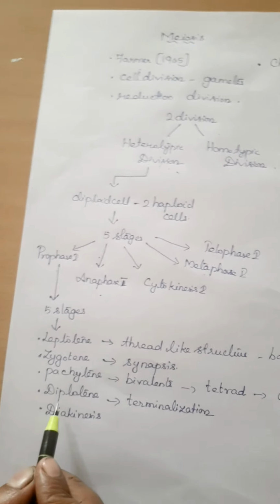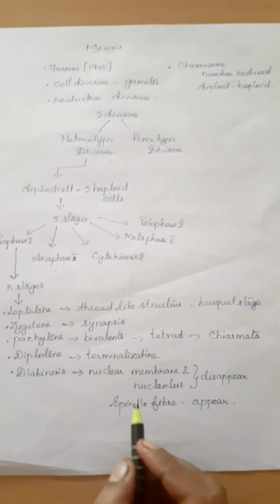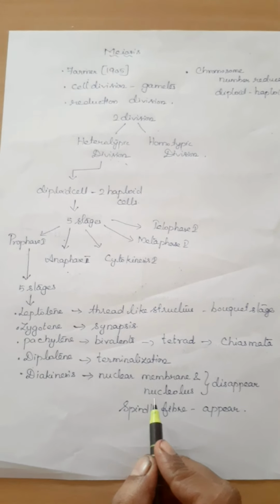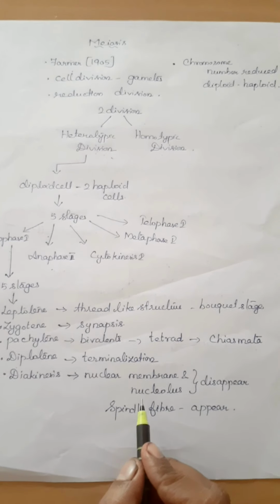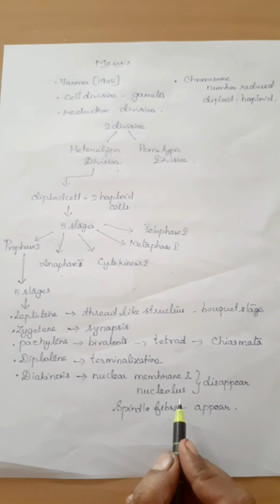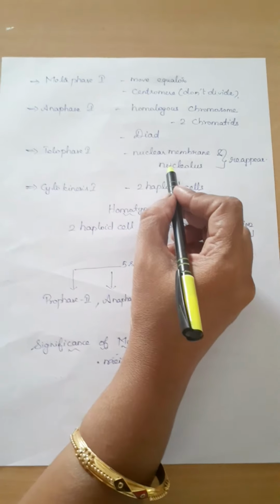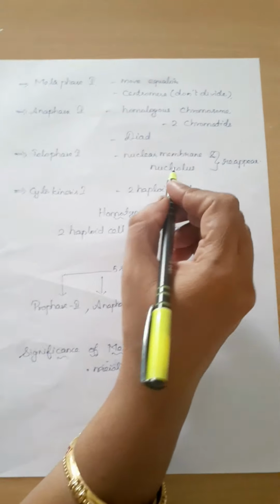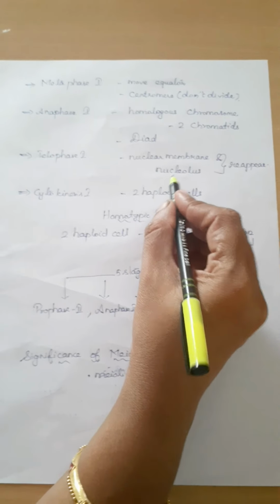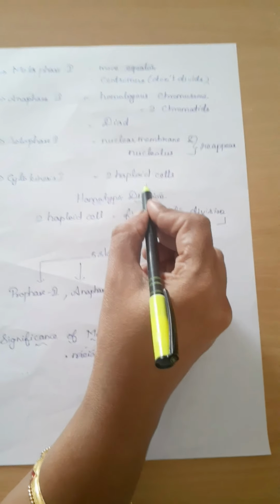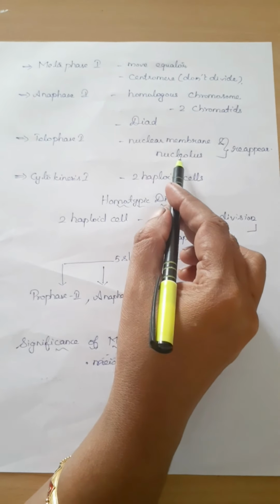Next one is diakinesis. In this stage, chromosomes achieve the maximum thickness. The nuclear membrane and nucleolus disappear and spindle fibers begin to appear. Then the nuclear membrane and nucleolus reappear, and two daughter nuclei are formed. Next one is cytokinesis 1. Here two haploid cells are formed, and two daughter nuclei are formed.